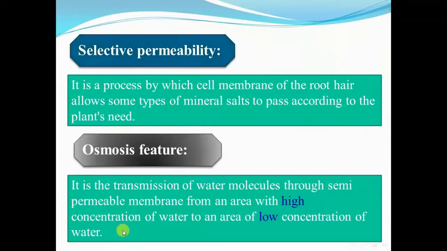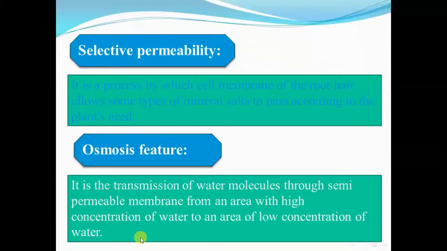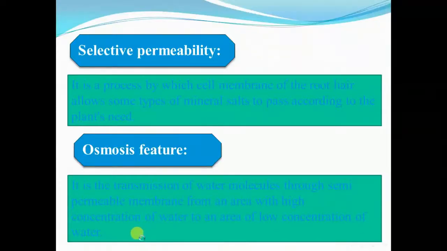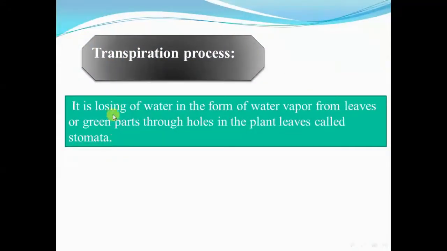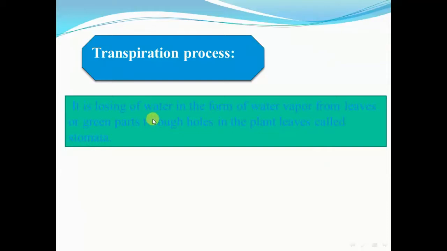The third process is the transpiration process. What is the transpiration process? Transpiration is the losing of water in the form of water vapor from leaves or green parts.